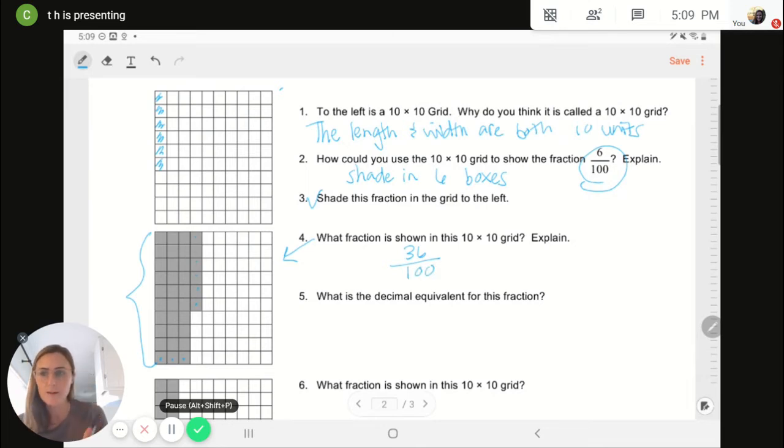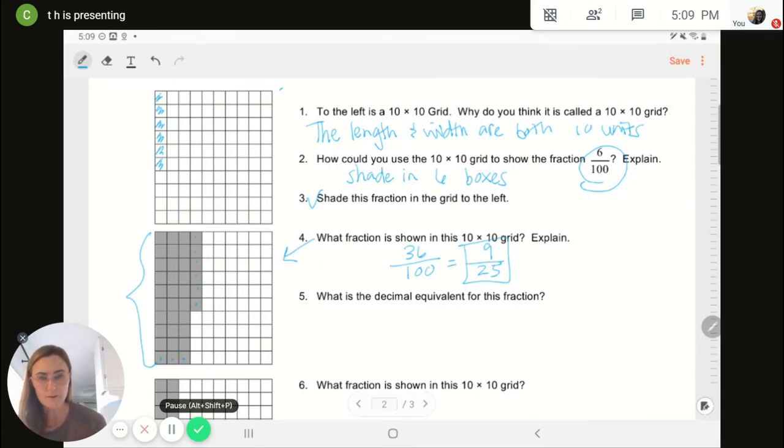But I know that there are numbers that go into both 36 and 100. So I can actually reduce this fraction. So I could start by saying, well, I know that 2 goes into 36 and 100, but I also know that 4 goes into 36, and I know that 4 goes into 100. If 4 goes into 100 25 times, 4 goes into 36 9 times. So this is actually equal to 9/25.